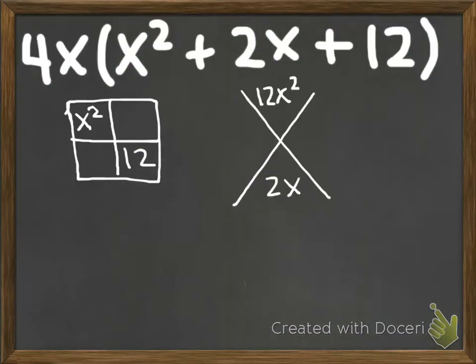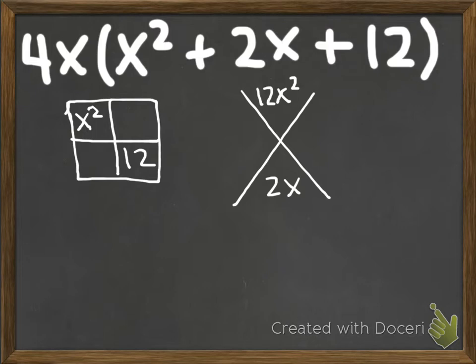Now you make a generic rectangle and a diamond. You take the x squared from the parentheses and you put it at the top left corner of the box. Then you take the 12, which is at the end of the equation in the parentheses, and you put it at the bottom right corner of the generic rectangle. After, you multiply the x squared and the 12 and get 12x squared, which you place at the top of the diamond, and then you get the 2x from the middle of the equation in the parentheses and you place it at the bottom of the diamond. Now you have to find two numbers that multiply to equal 12x squared and add up to equal 2x.